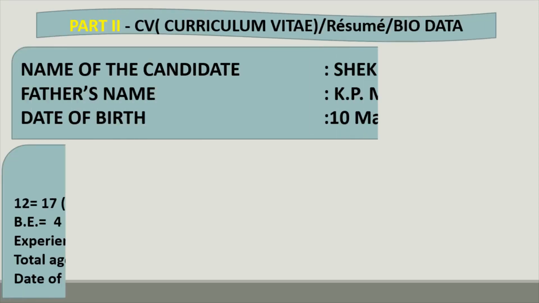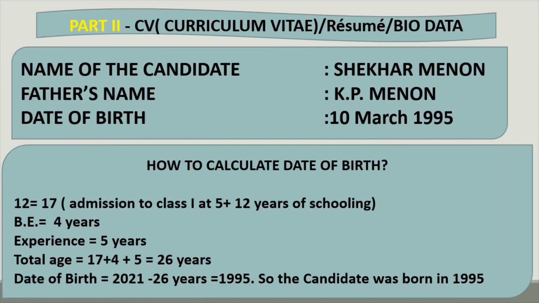Let us now understand each component of a biodata carefully as per the application given on the previous slide. The candidate Shekhar Menon is applying for the post of a software engineer. Let us design our biodata as per that application. A biodata always begins with the name of the candidate followed by father's name. But the most important question is how to calculate the date of birth.